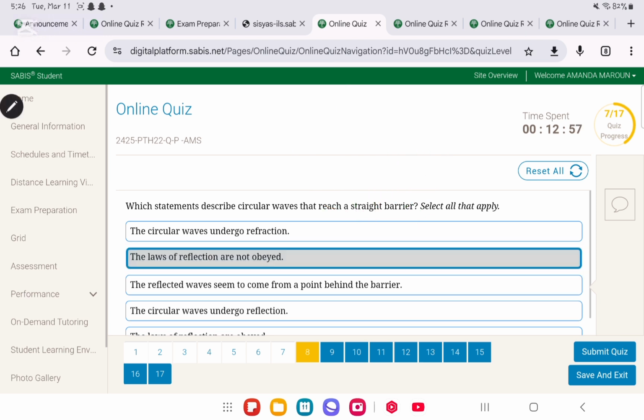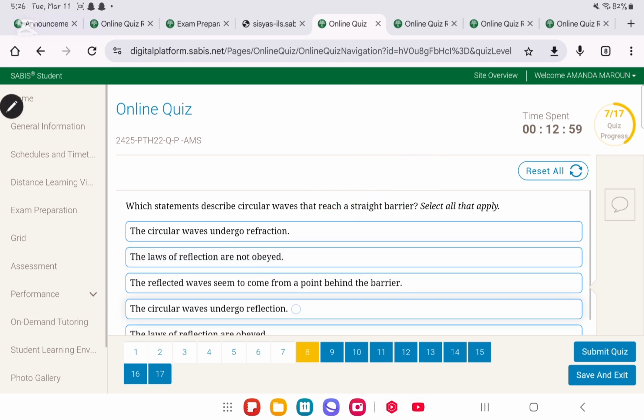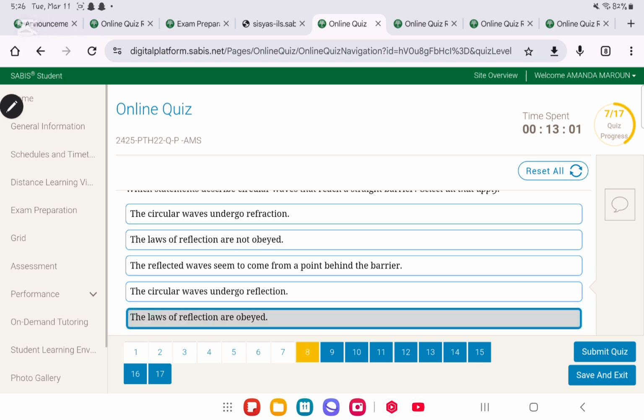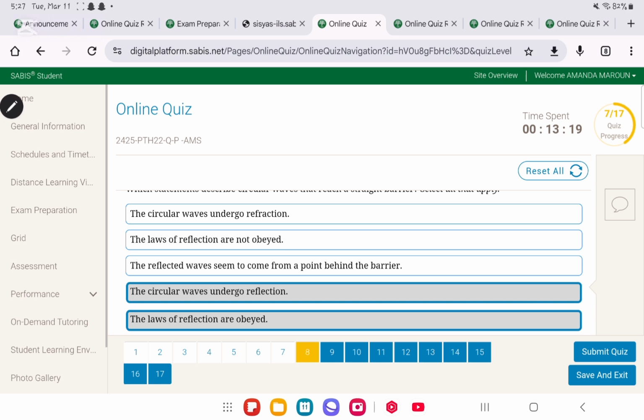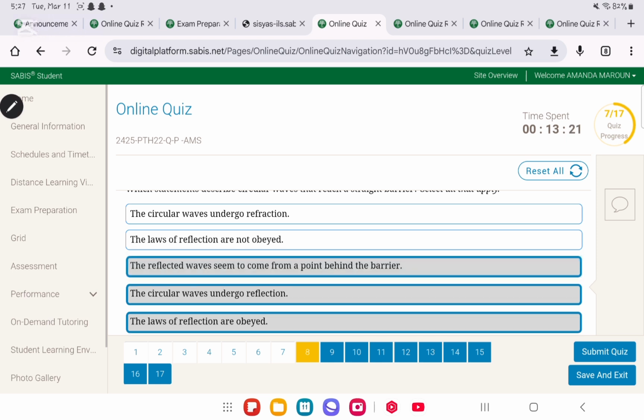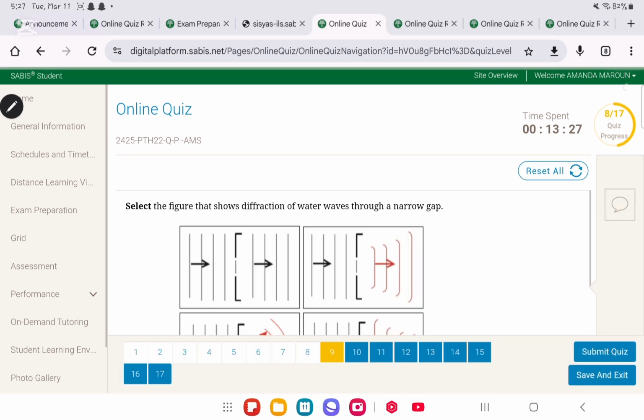Okay, so for sure the laws of reflection are obeyed, okay? Because when you undergo reflection, you have to obey the laws of reflection. So they do undergo reflection, and as we said, the reflected waves seem to come from a point behind the barrier. We move to question number 9.